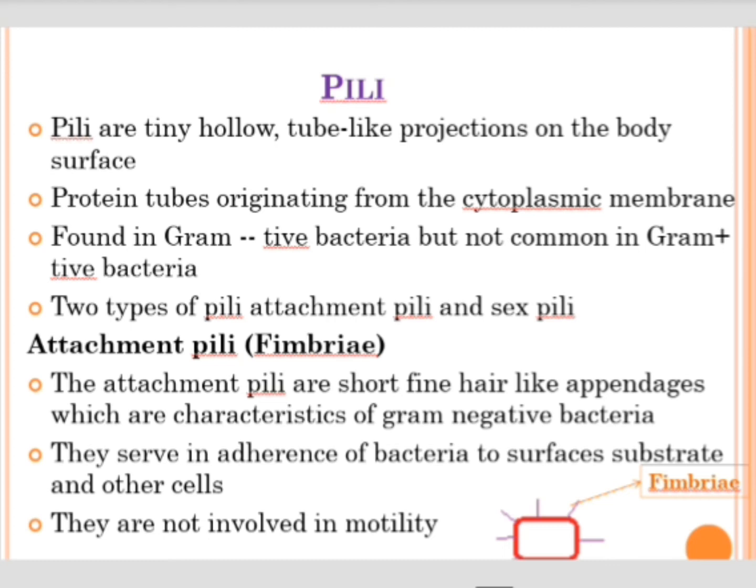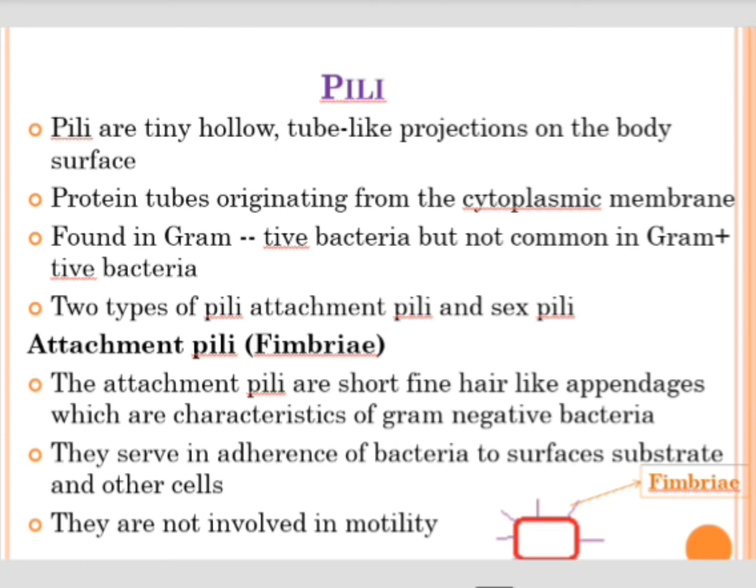So pili are tiny hollow tube-like projections seen on the bacterial cell surface. They actually originate from the cytoplasmic membrane, and they are common in gram-negative bacteria. Pili are of two types. Attachment pili, otherwise known as fimbriae, and sex pili, otherwise known as conjugation pili. So first one is attachment pili, that is fimbriae.